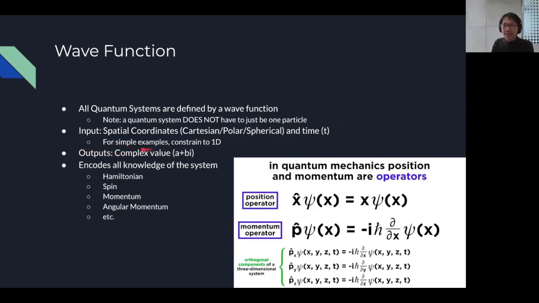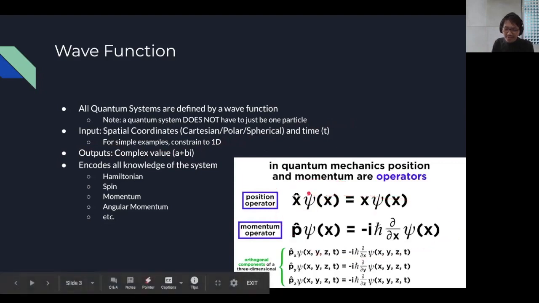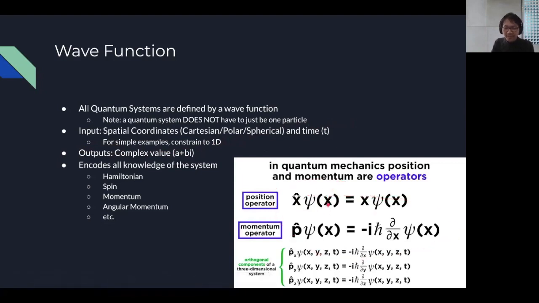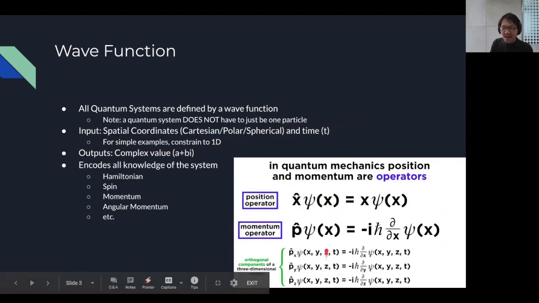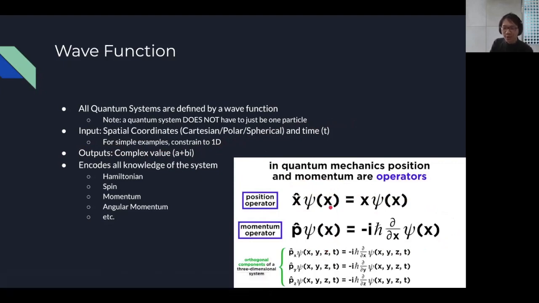But for very simple examples, we just constrain it to one dimension. Like this picture here, I ripped this off a thumbnail for a YouTube video. But you'll notice that there's just x here. There isn't even a time component. And I will explain why I have omitted that, but you'll notice we only have x here. So this wave function, this psi of x, is in only one dimension, purely for simplicity's sake.